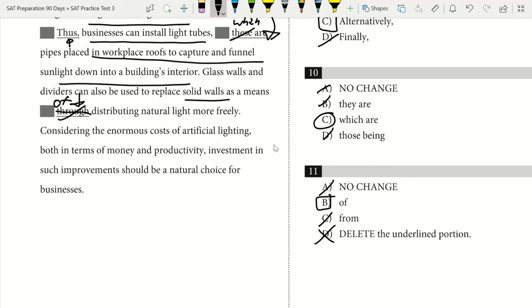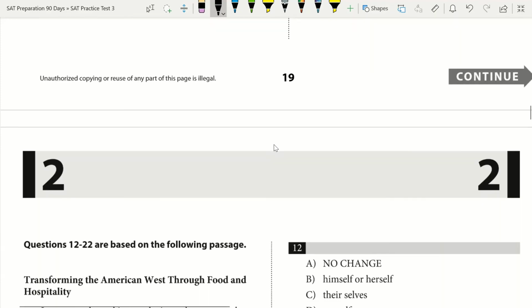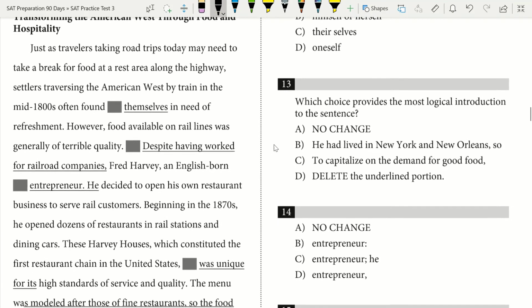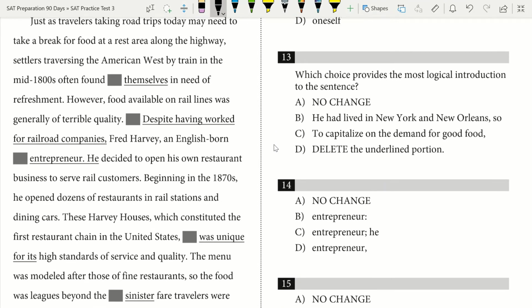All right, now we got our second passage. Let's go ahead and go down to our second passage. We're going to have to pick up the pace a little bit. So we have "Transforming the American West through Food and Hospitality." Just as travelers taking road trips today may need to take a break for food or rest at a long highway, settlers traversing the American West by train in the mid-1800s often found themselves in need of refreshment.